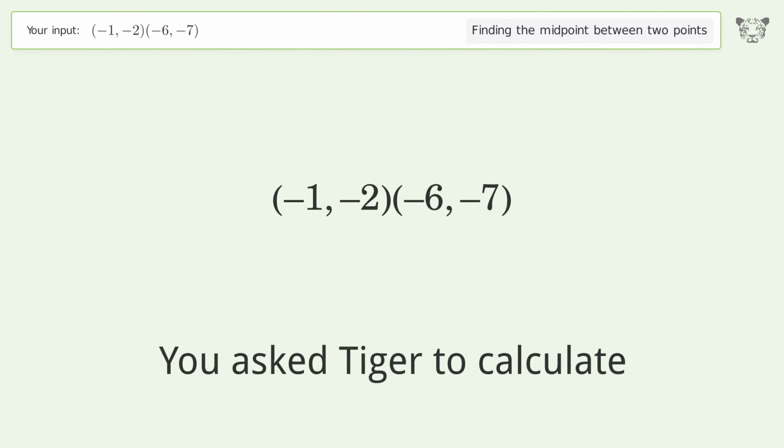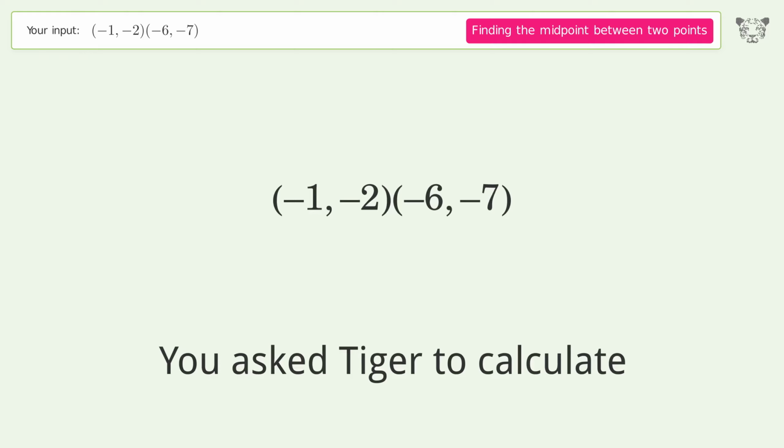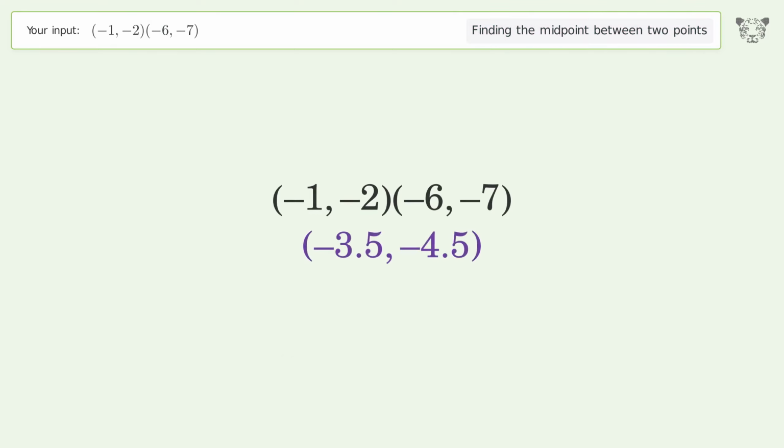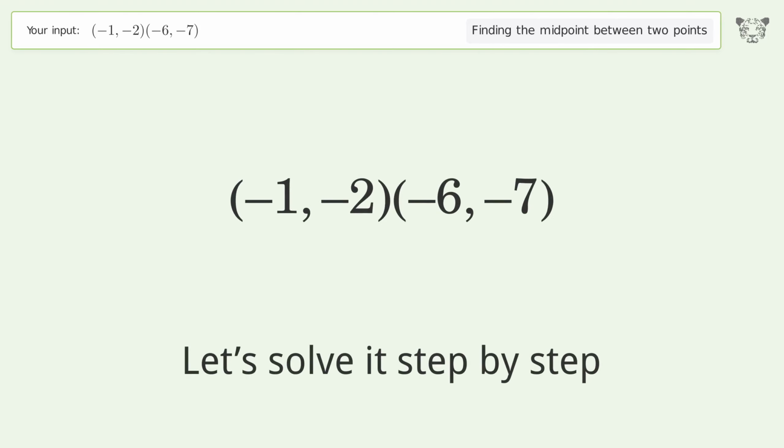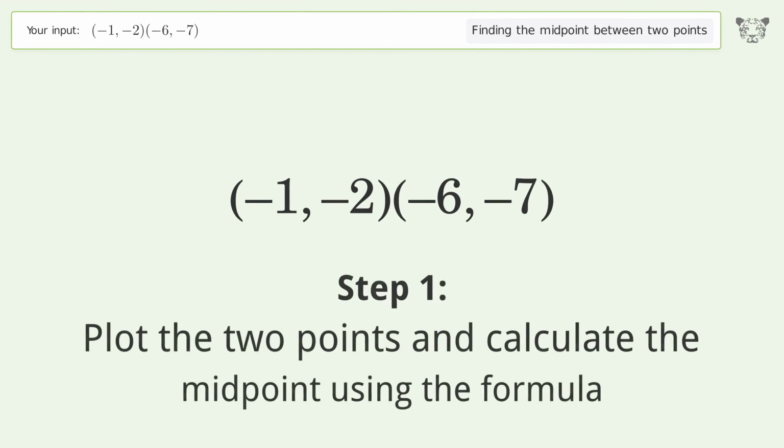You ask Tiger to calculate. This deals with finding the midpoint between 2 points. The midpoint between the 2 points is -3.5, -4.5. Let's solve it step by step. Plot the 2 points and calculate the midpoint using the formula.